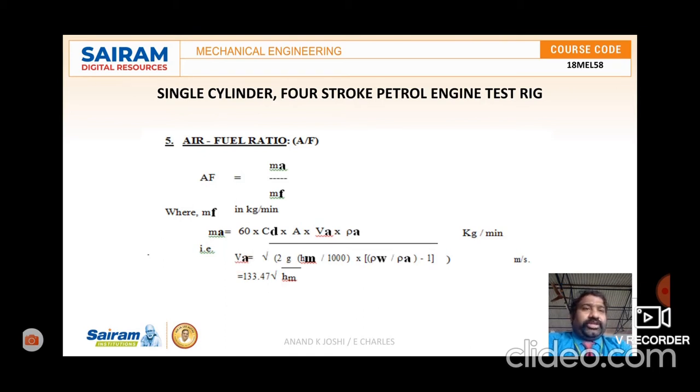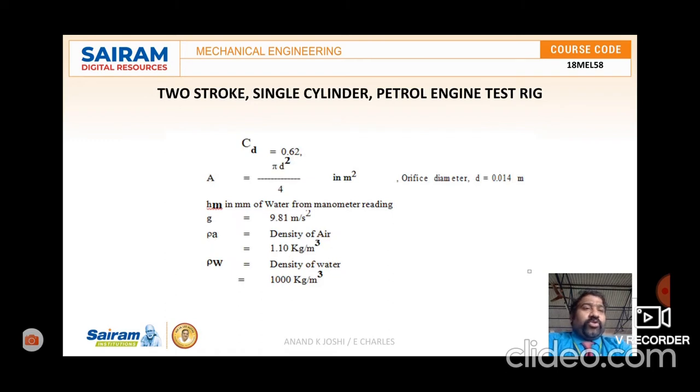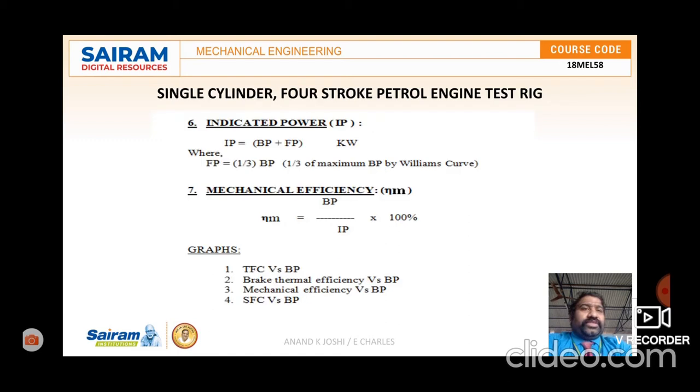This is for the air fuel ratio, and the CD value is 0.62. A is equal to pi D square by 4, in meter square, where the orifice diameter is 0.014 meter. G is 9.81 meter per second square, rho A is the density of the air, which is 1.10 kg per meter cube, and rho W is the density of water, 1000 kg per meter cube. So these are very important specifications which are helpful for substituting in the formula and getting the answer.